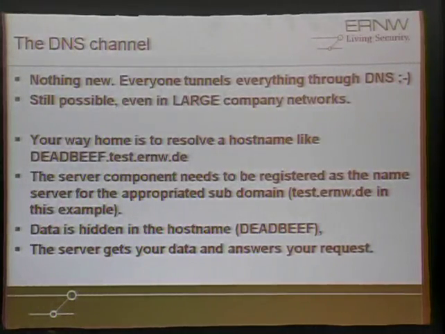Okay, let's have a look at the DNS channel. Tunneling through DNS is nothing new. Everyone tunnels everything through DNS, but it's still possible even in large company networks. So I will say a few words about the way it works. You need to cover both ways, the way out of the company network and the way back into the company network. Your way out is just to resolve some host name. In this example, it's datbeef.test.enw.de, and your server component needs to be registered as the name server for this resolved domain name. The data you want to get out of that company network is encoded in your host name, which is datbeef in this case.